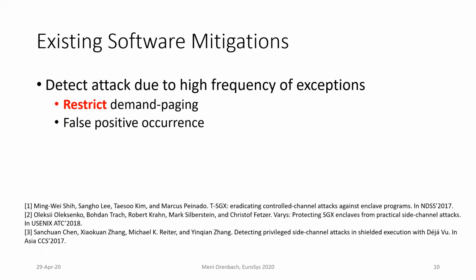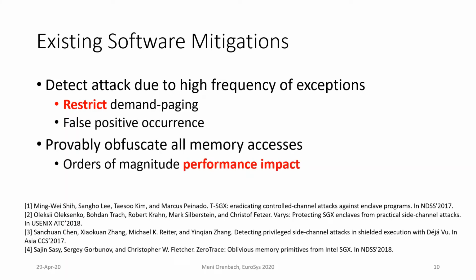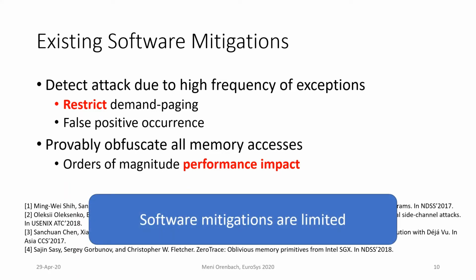Existing software-only mitigations try to detect the attack due to the high frequency of exceptions of any type. This, however, limits usability since it restricts demand paging, may falsely detect attacks, and does not mitigate all the leakage. Another software mitigation relies on provably obfuscating all memory accesses. However, this results in orders of magnitude performance impact. Effectively, software-only mitigations are limited.